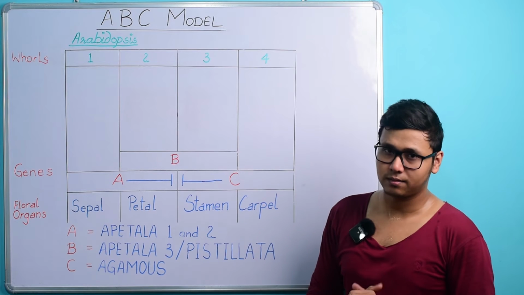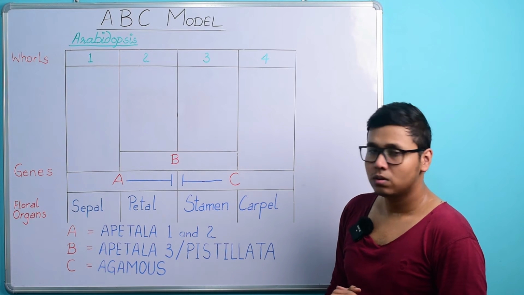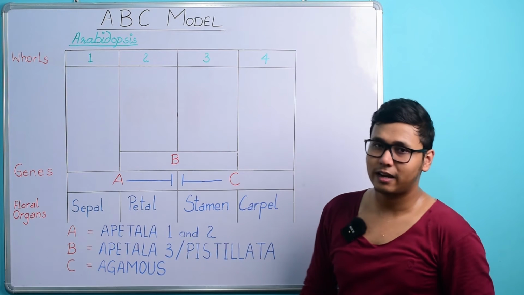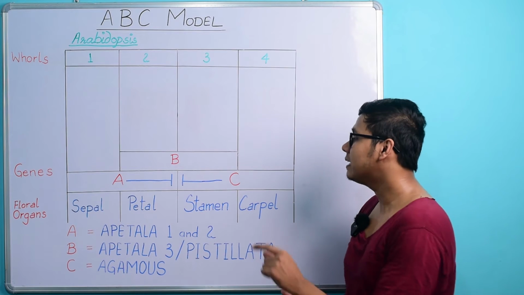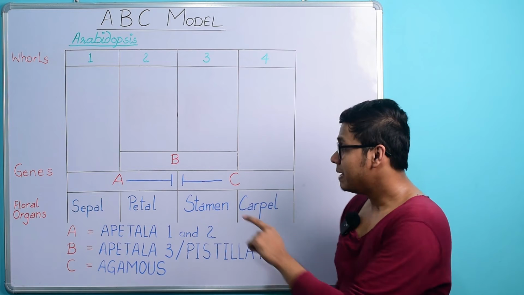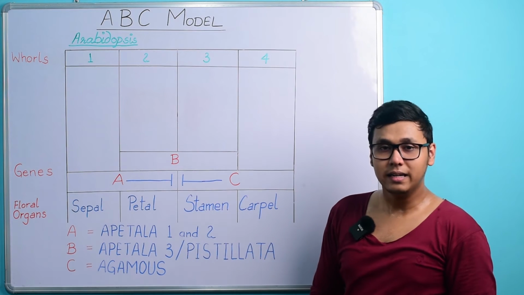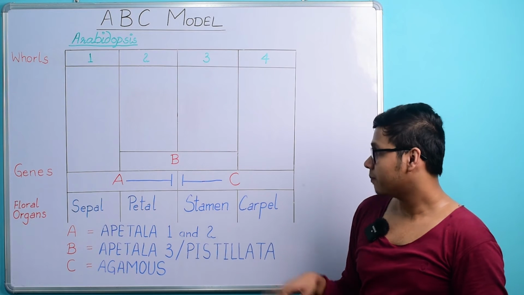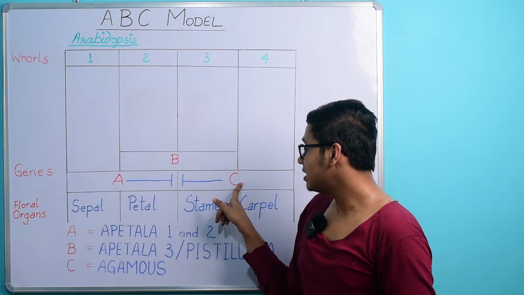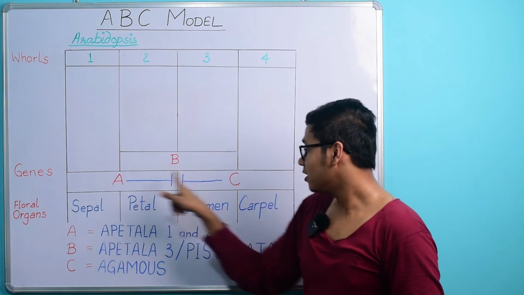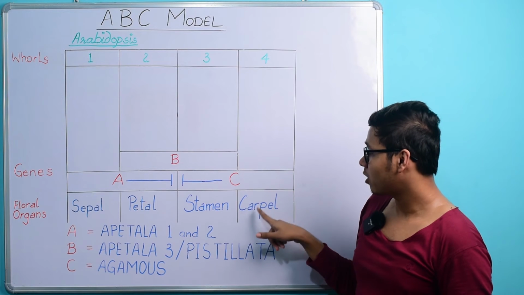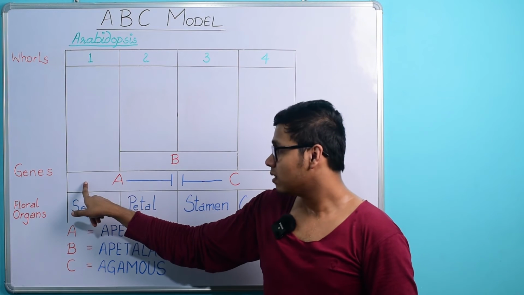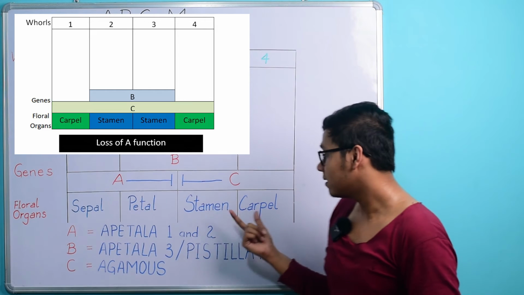Now the question is, what if I say that I remove gene A from this scenario? What will happen? Well, in that case, gene C will be expressed throughout the 4 whorls, right? And the arrangement of these structures will be like so: in whorl 1 only gene C will be expressed, and in the normal case we saw that gene C is responsible for formation of carpels. So in whorl 1, in place of getting sepal, we will be getting carpel.